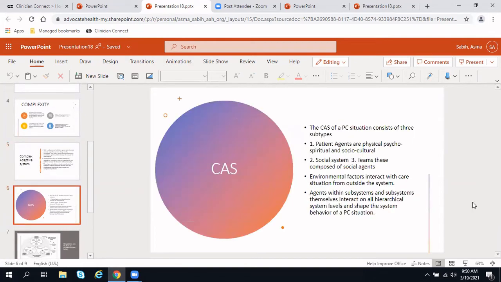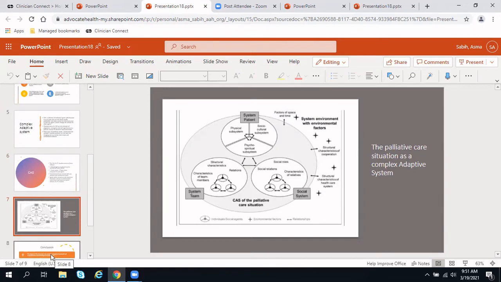Then, the palliative care situation within the complex adaptive system theory has three subtypes. And these are the patient agent, the other one is the system agent, and then the third is the team. In addition to those, there are environmental factors which interact with care situations from outside the system. And then there are agents within the subtypes, and the subsystems themselves interact on all hierarchical system levels and shape the system behavior of a palliative care situation. So this is basically what I just described, the palliative care situation incorporated as a complex adaptive system, or in that theory.